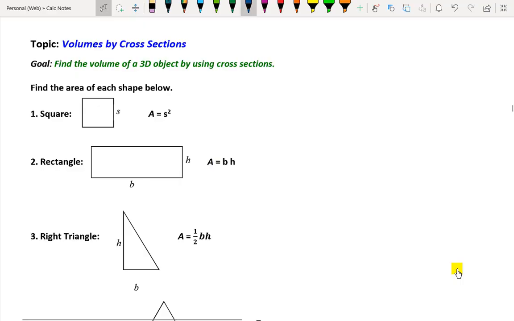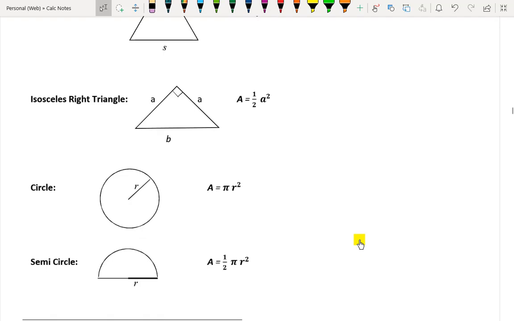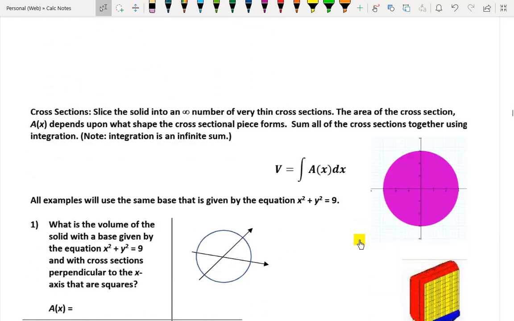Okay, so today we're talking about volumes of cross sections, and this first page is just a page of formulas that you may need to know at some point. Some of these are given to you, but the easier ones are usually not given to you.